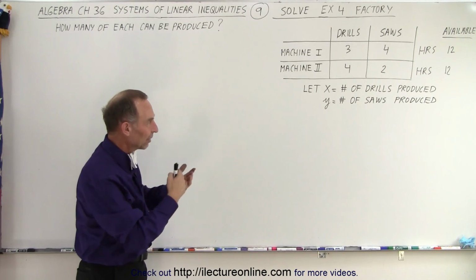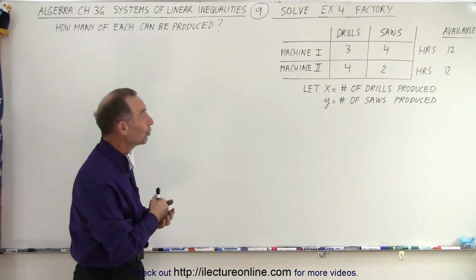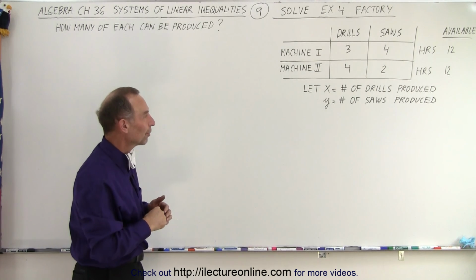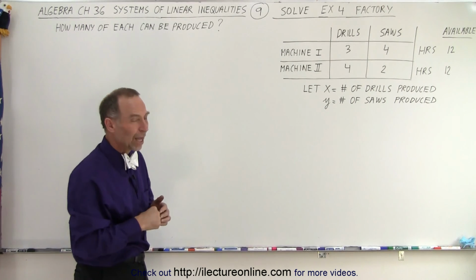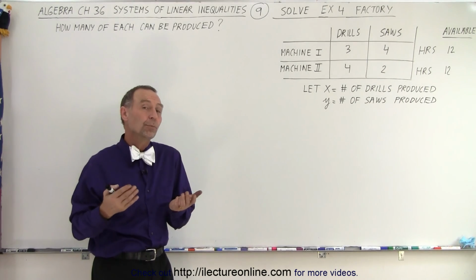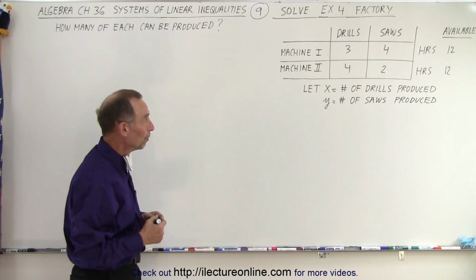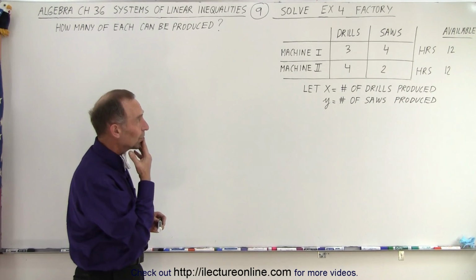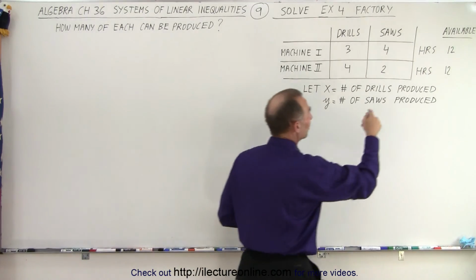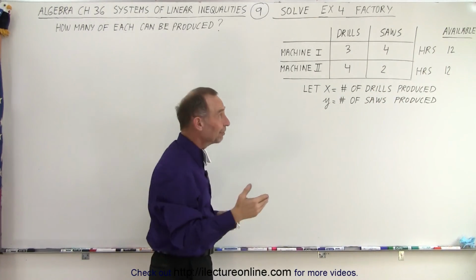We've already got a little head start on it. We're going to let x equal the number of drills produced and y equal the number of saws produced. Now we need some inequalities, because there's a maximum you can produce, but you can produce less, and we want to take a look at that. So how can we do this? Well, we are limited by the number of hours on each machine, so we can set up an inequality for each machine.